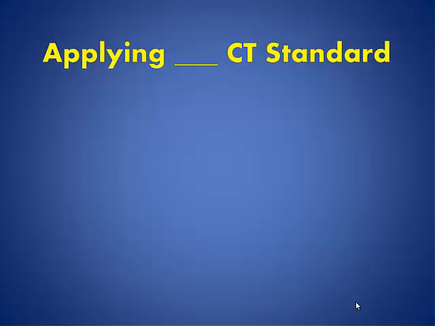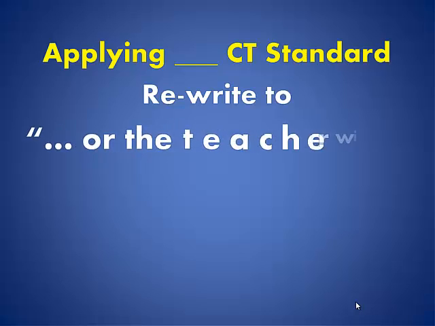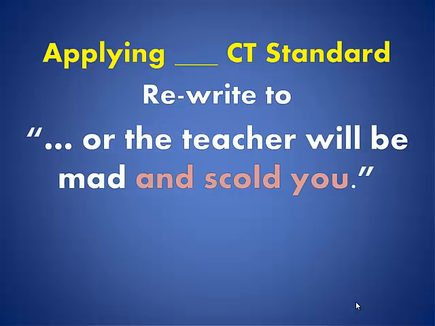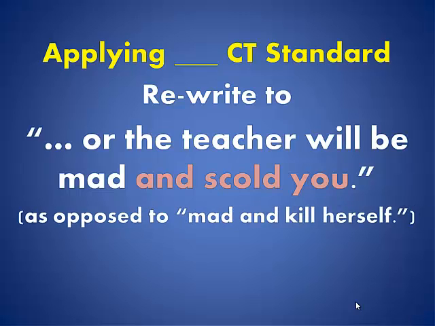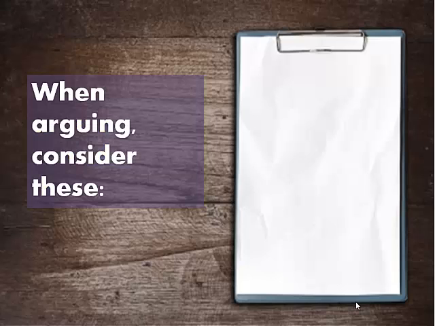Now applying that critical thinking standard, it will help you to rewrite it into a more clear phrase. It will become like this, or the teacher will be mad and scold you. It gives the impression that the teacher will be angry and then scold you, as opposed to mad and kill herself, which refers to the other meaning of going insane.